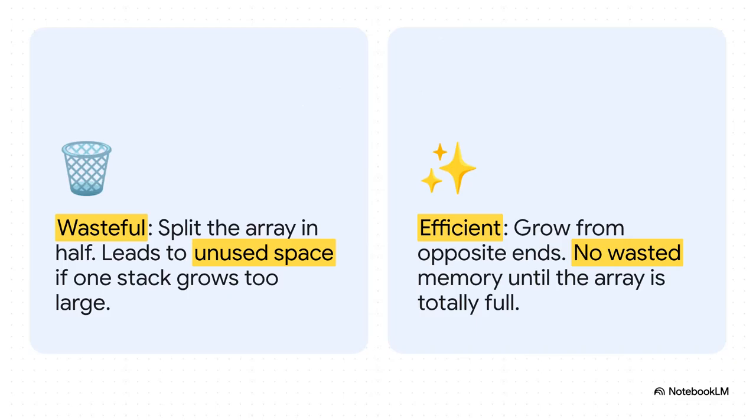Well, the obvious first thought is just split the array down the middle, right? Give half to stack 1 and half to stack 2, but that's just so inefficient. What happens if stack 1 needs a ton of space and stack 2 barely needs any? You could end up with an error on one side because it's full, while the other side is sitting there with tons of empty, wasted space. Nah, there has to be a smarter way.